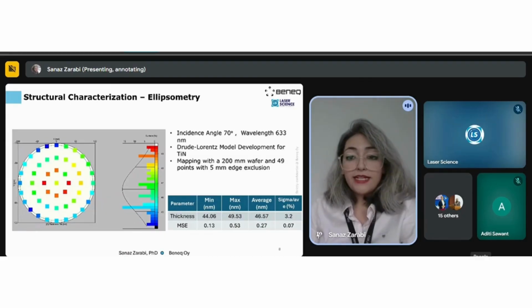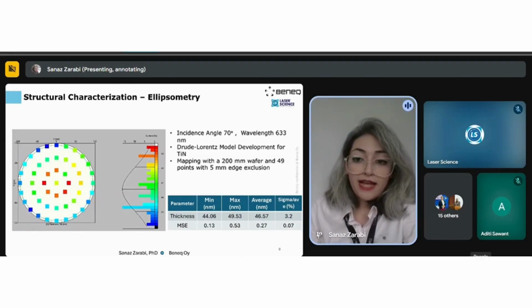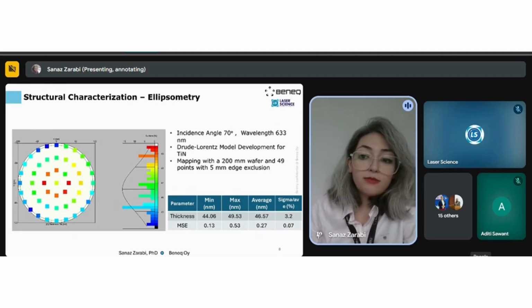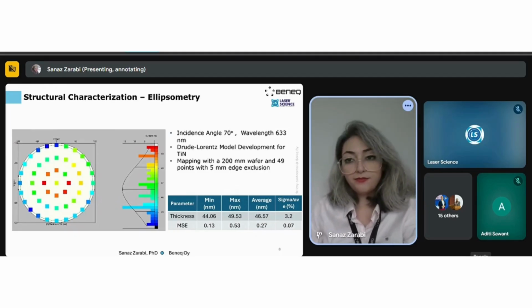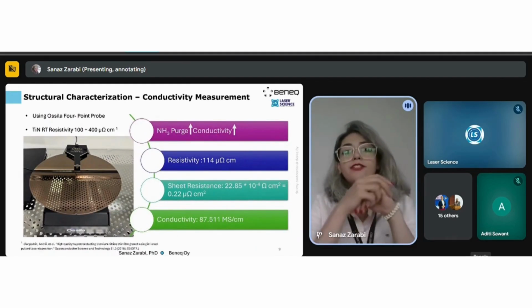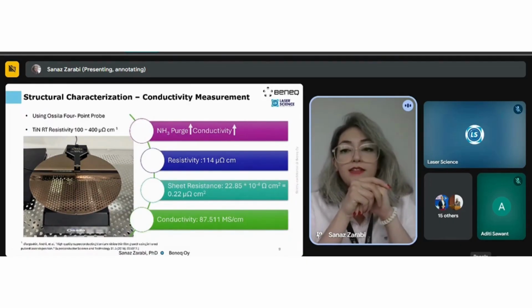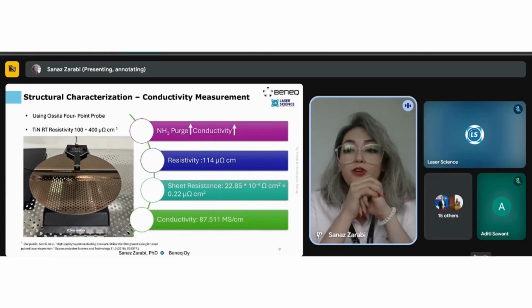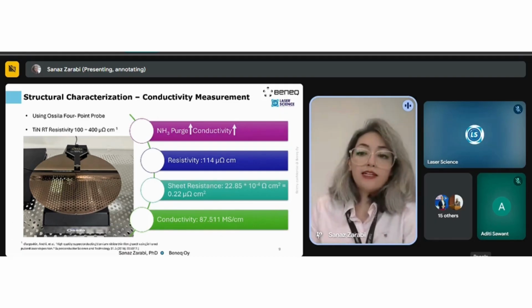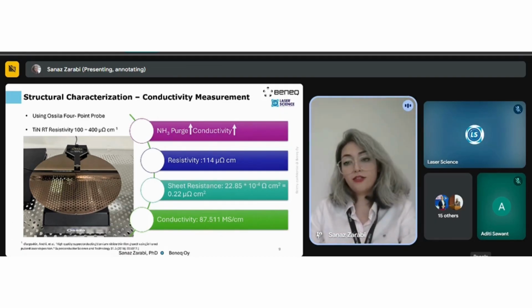At Beneq, we place great emphasis on MSE values, carefully refining our models to achieve the most accurate and reproducible results possible. After getting to know the thickness of our film and uniformity, we perform 4-probe conductivity measurement at room temperature using an Oscilla 4-probe tool to evaluate the electrical properties of our tin nitride.